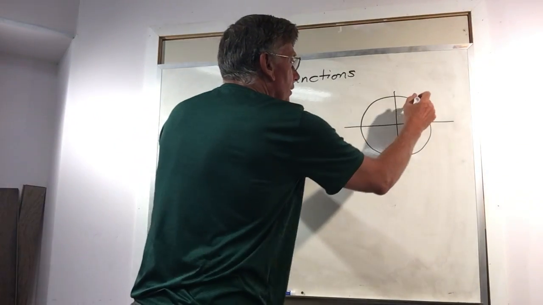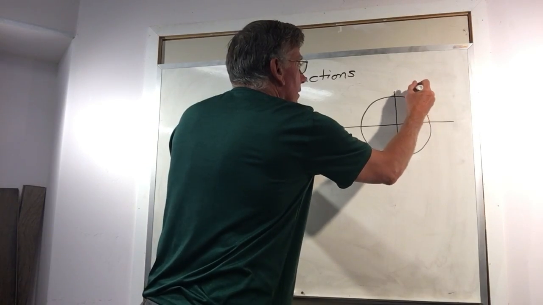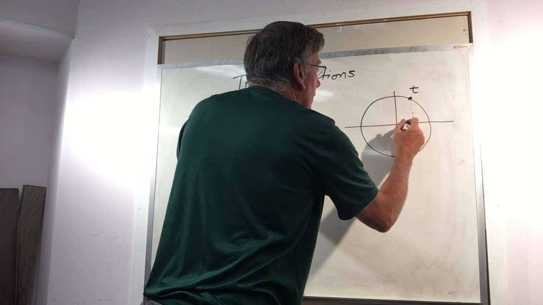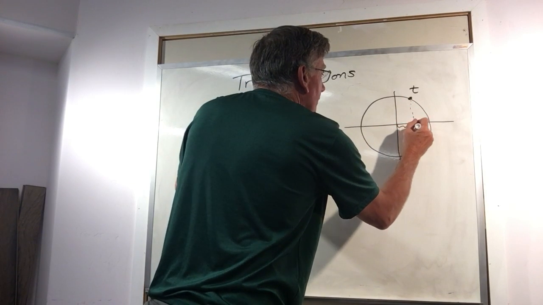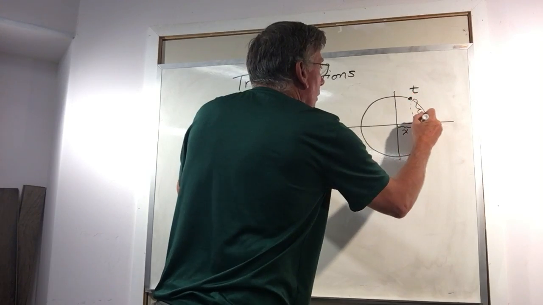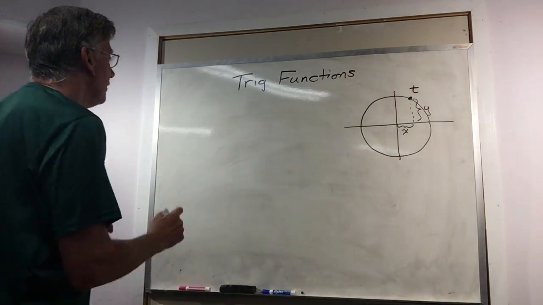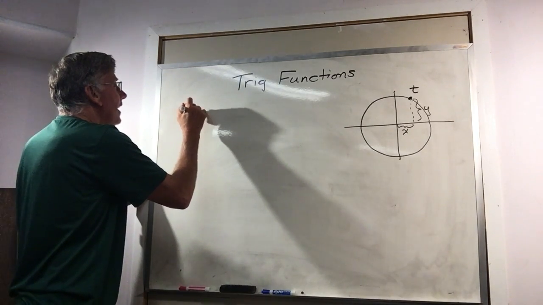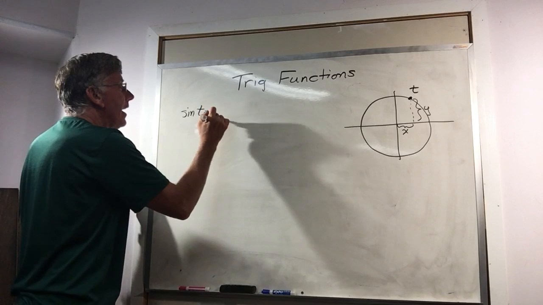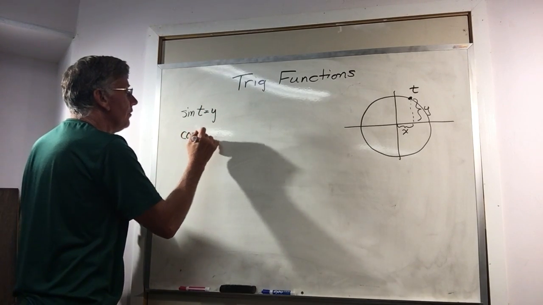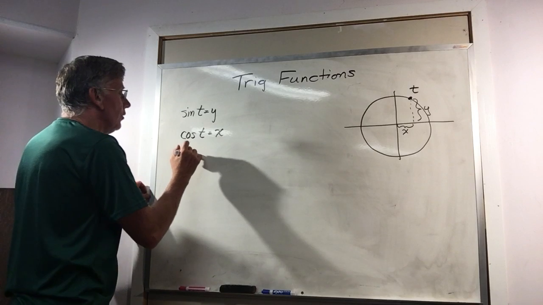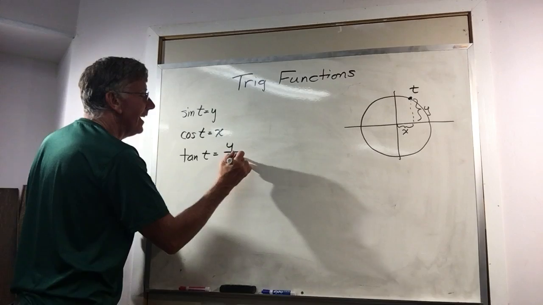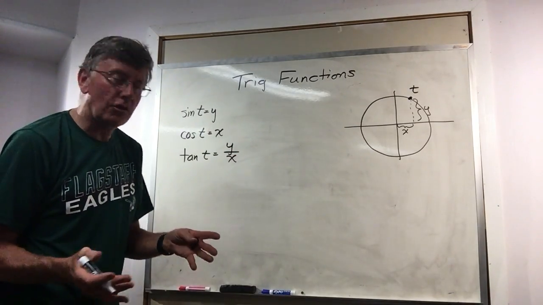And here's a point T on the unit circle, and it has an x coordinate right there and a y coordinate right there. And this is how we define our trig functions. We have the sine of t is equal to y. We have the cosine of t is equal to x. We have the tangent of t is equal to y over x, which is also the sine over the cosine.